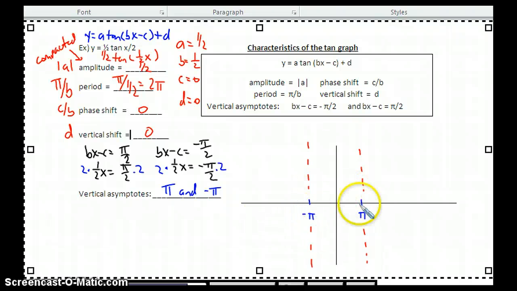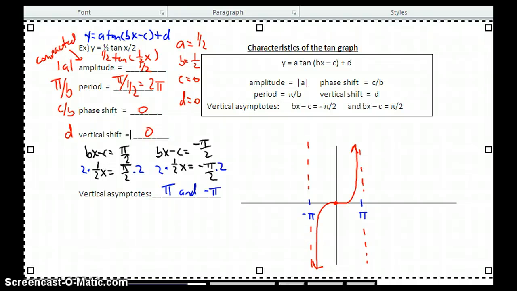So it just so happens that the middle of this graph again is 0, 0. And what I know about this graph is that it should hug the axis a little bit and then go up because of the 1/2. Hug the axis a little bit and then stretch down because of the 1/2.